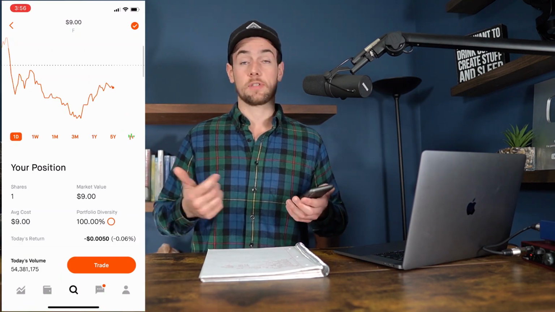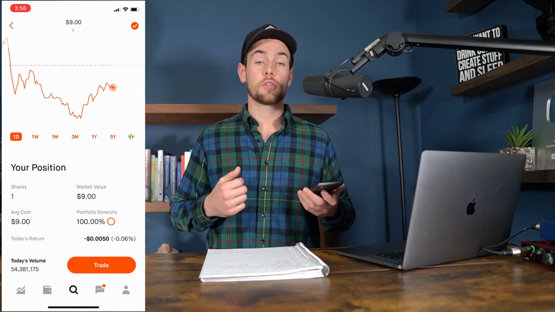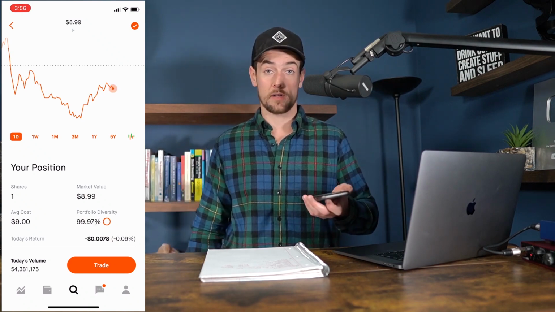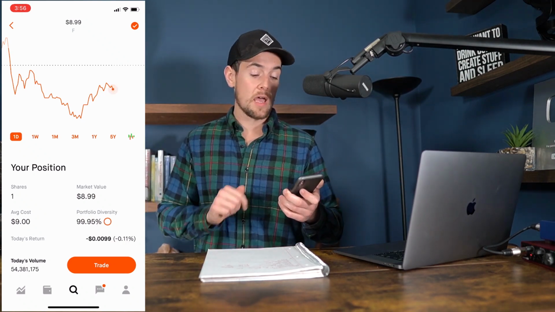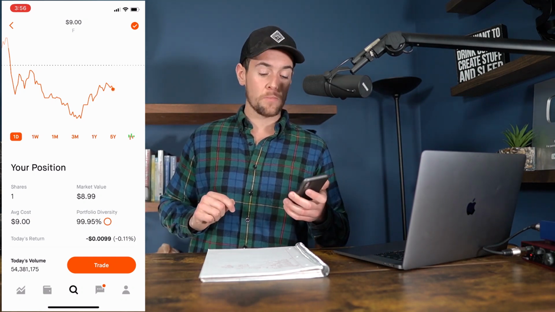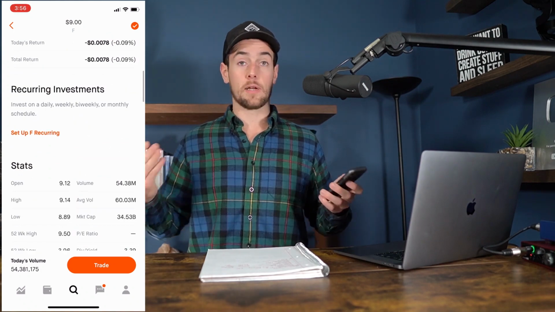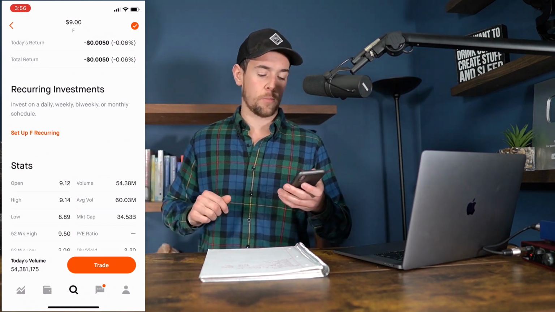So now it sounds kind of silly, but I'm going to turn around and sell that share of Ford stock just so you guys understand how that works. So now let me go ahead and cover how to sell a stock on Robinhood. I have that 1 share of Ford that I just purchased for $9 per share. And so it hasn't really moved at all because I just bought it, but I'm going to go ahead and sell it now for demonstration purposes.